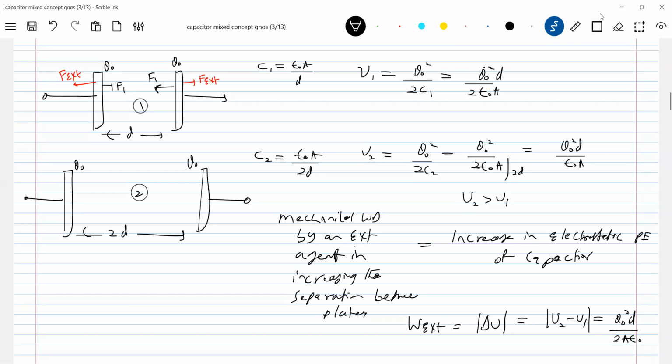Got the idea? So there's an isolated capacitor, work done by the external agent in increasing the separation of the isolated charged capacitor. So why will charge not change? Charge must be conserved, no? You go for conservation of charge. So charge will remain as it is, positive, negative. Charge will be conserved. So what quantity changes here? Potential difference changes and the capacitance changes.